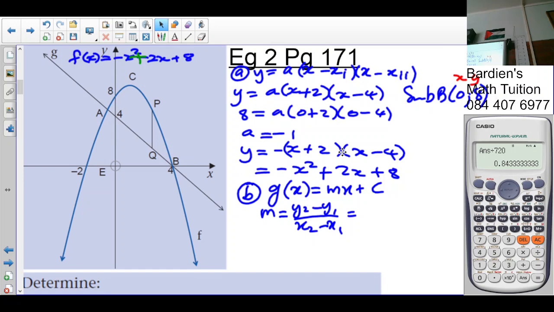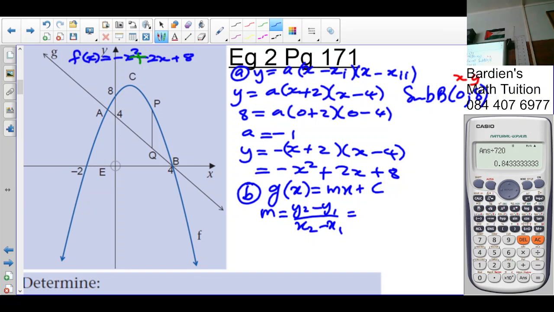Right, so at this point we got the equation of f of x and we needed to calculate the equation of g of x. So for g of x, it is a straight line in the form of y is equal to mx plus c. Do we have 2 points on g of x?